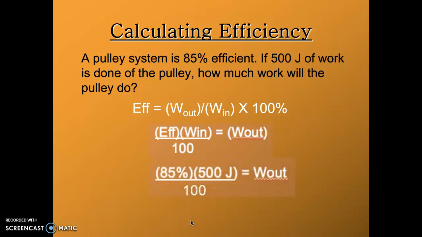Okay. So we have 85% times 500 joules. And again, by dividing by the 100%, your percentages are going to cancel out. You're going to be left with joules. So 0.85 times 500 will give you 425 joules of work out. Okay. That is how much work you will get out of the pulley system.